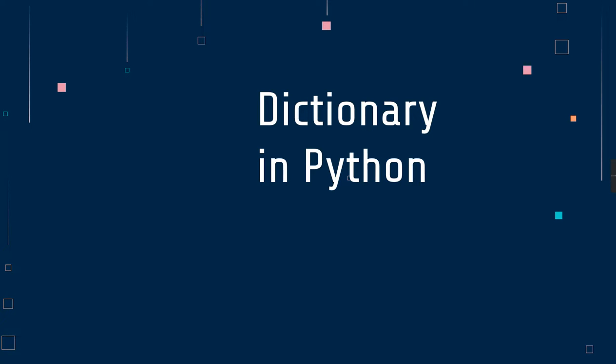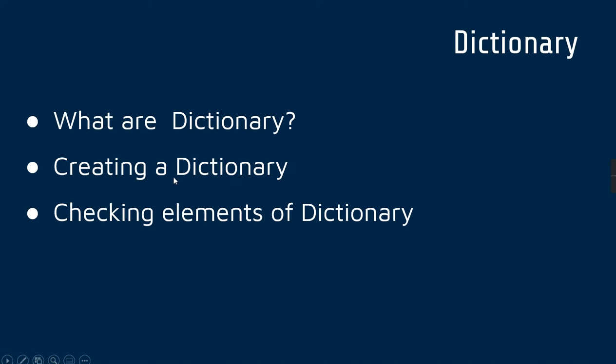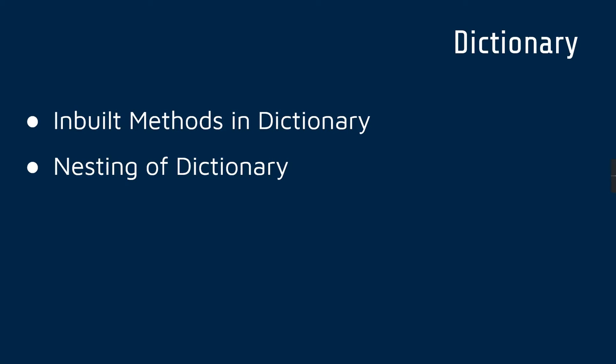We will look at what are dictionaries in Python. The topics that we are going to cover are: we'll first discuss what is a dictionary, then we'll jump into a different notebook and see how we create one and how do we check what are the elements, the inbuilt methods that are available to us, and finally we'll end the discussion with understanding the concept of nesting in a dictionary.